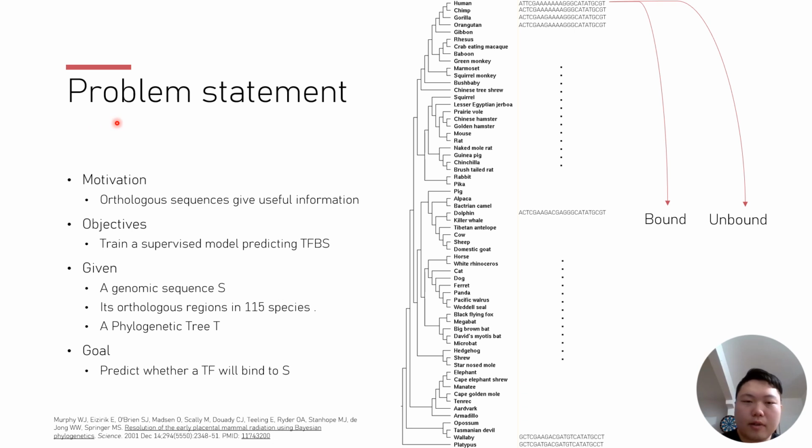So this is the exact problem we're trying to solve, with the motivation that orthologous sequences give useful information of sequence function. Our objective is to train a supervised deep learning model that predicts the transcription factor binding site, given a genomic sequence S in the human, and its orthologous sequences in 115 species, and a phylogenetic tree T that represents the relationship between these species, to predict whether a transcription factor will bind to this human sequence S or not.